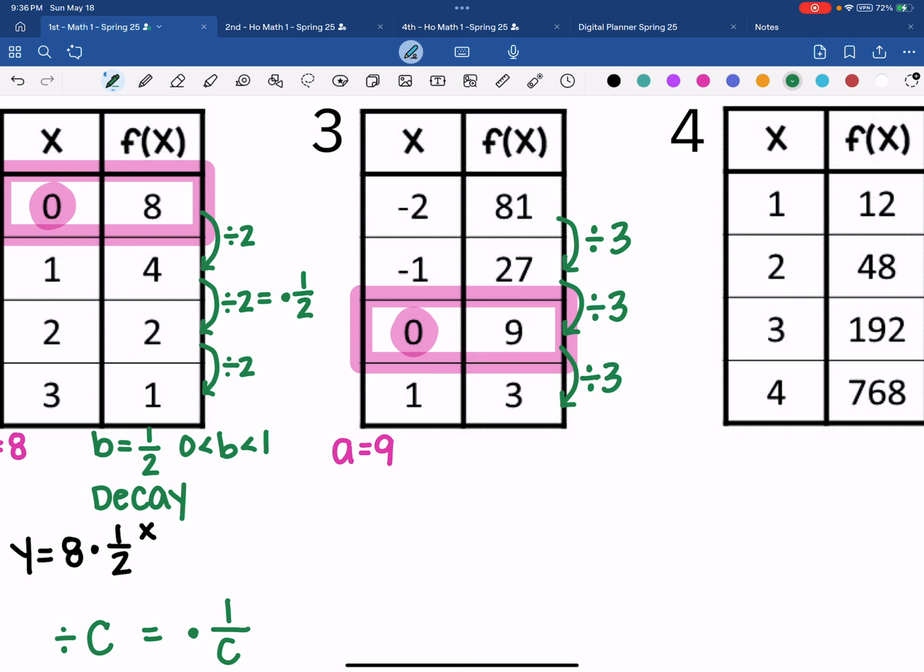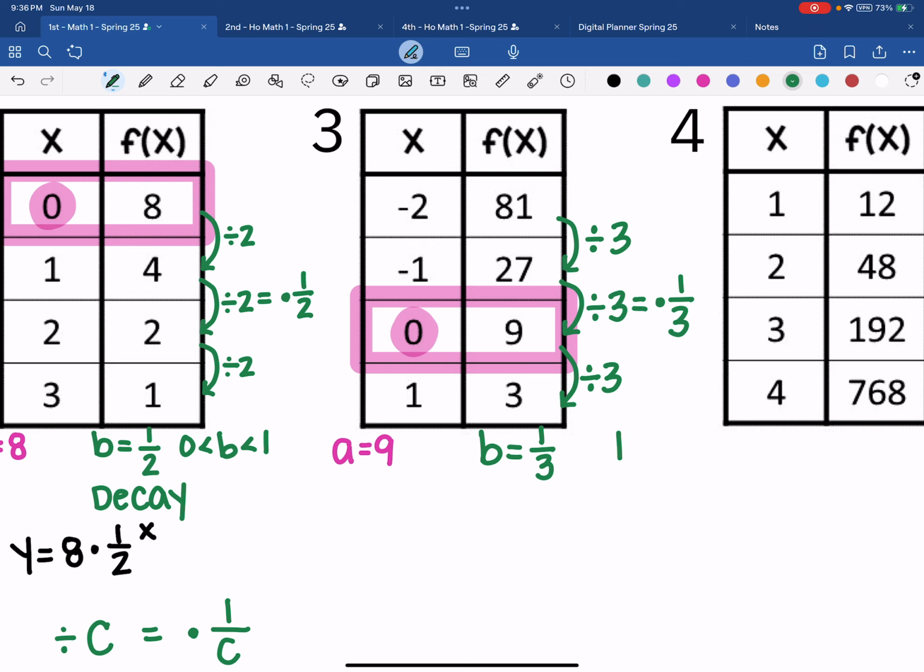But we have to convert that. We can't leave it divided by 3. We have to change that to multiplying by 1 over 3. You cannot leave it as division. It has to be multiplication. So dividing by 3 is the same thing as multiplying by 1/3.